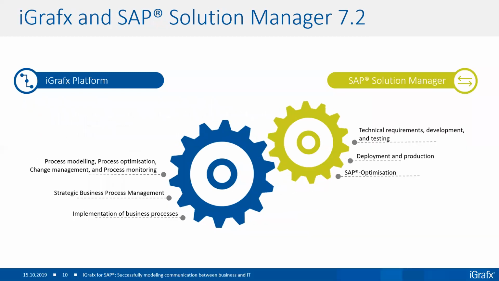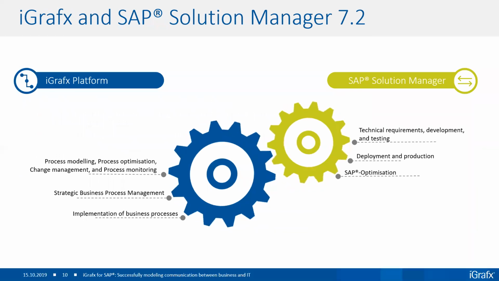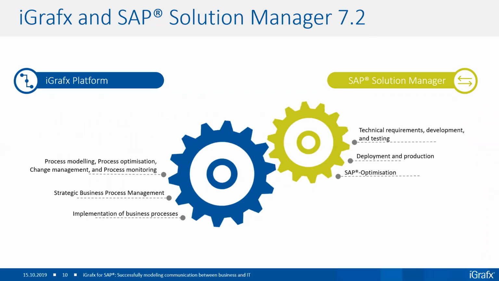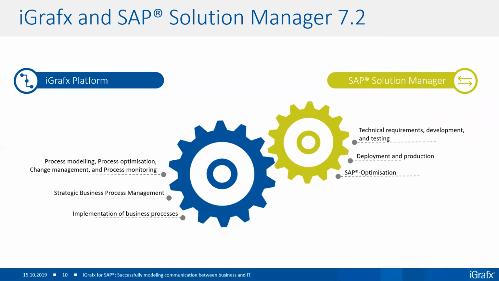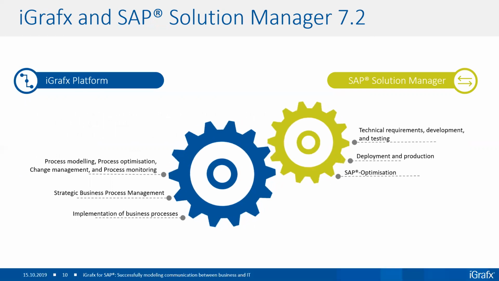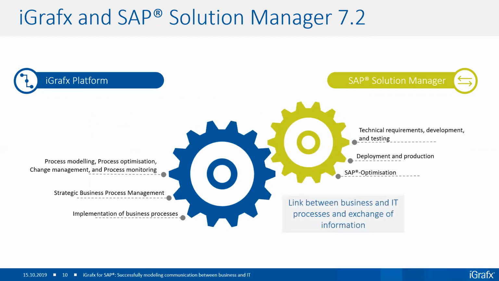So the iGrafx platform on the left-hand side will focus on process modeling, optimization, change management, strategic business process management, and also the implementation of the business processes. Whereas on the other side, the SAP Solution Manager is in place to do the mapping of technical requirements, the development and testing, and also the SAP optimization. But they both interact with each other, and that is where we have a link between the business and IT processes and an exchange of information.